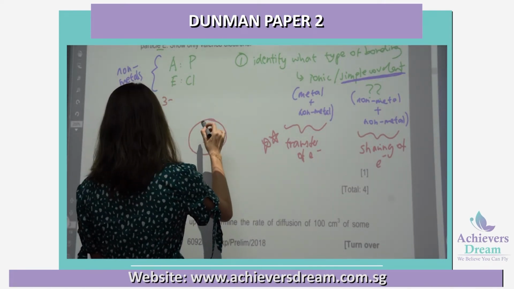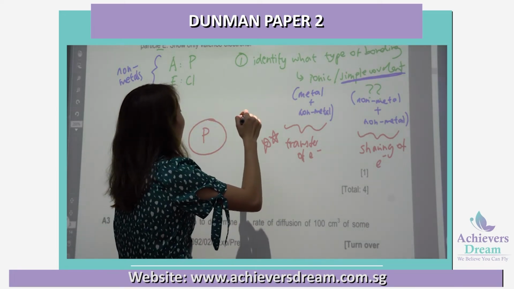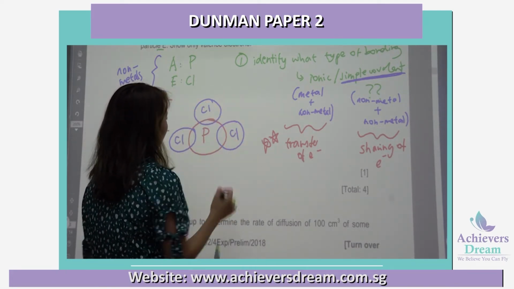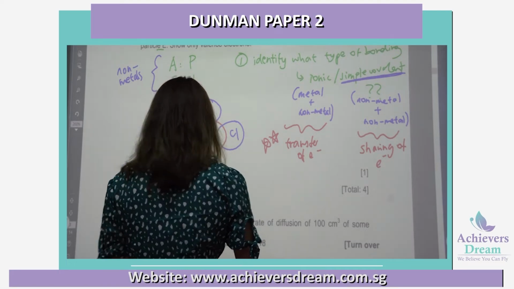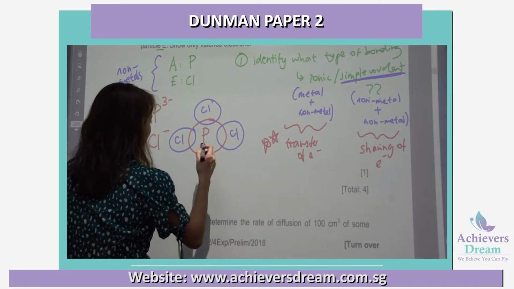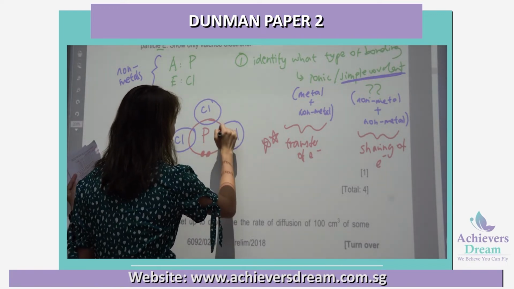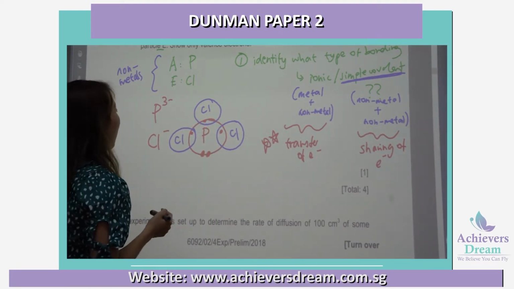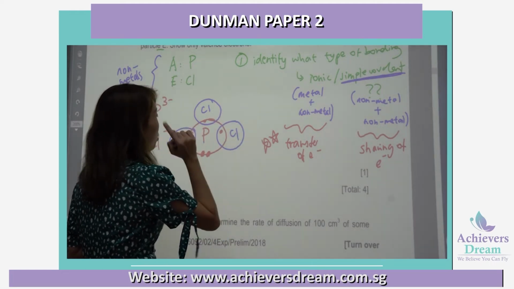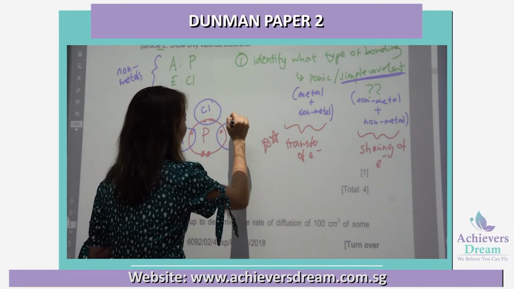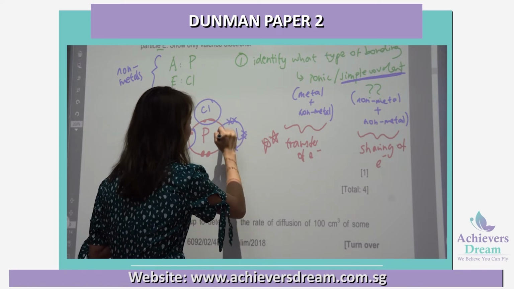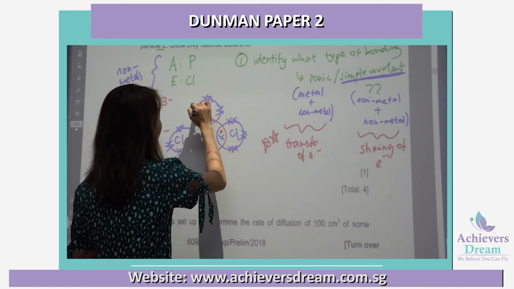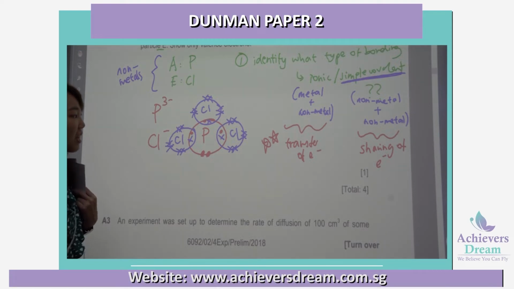1 phosphorus and 3 chlorine. Correct? So phosphorus has 5 valence electrons. So 1, 2, and it will donate 1 electron to each chlorine atom, correct? Then now for chlorine is in group 7, so it has 7 valence electrons. So 1, 2, 3, 4, 5, 6, 7. Okay? So this is how your dot and cross diagram will look like.